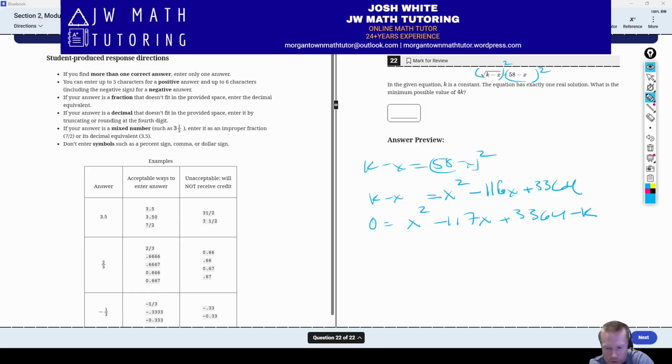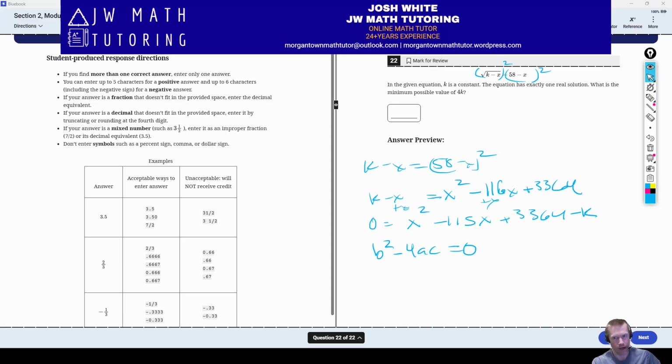Let me just look at my notes. Wait, no, that's not right. Should be minus 115. You have to add the x on the left, so this should be minus 115. Now, it has exactly one real solution. That means the discriminant, the b squared minus 4ac from the quadratic formula, is equal to 0.